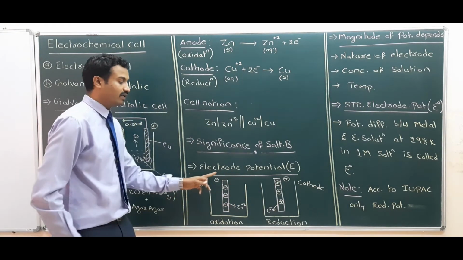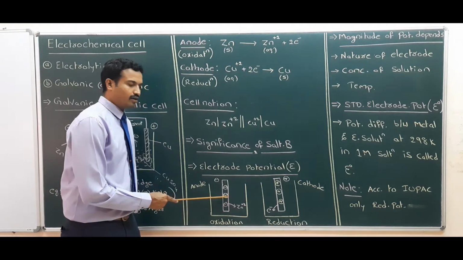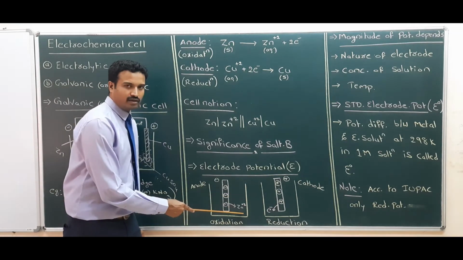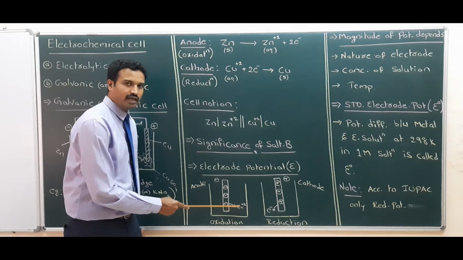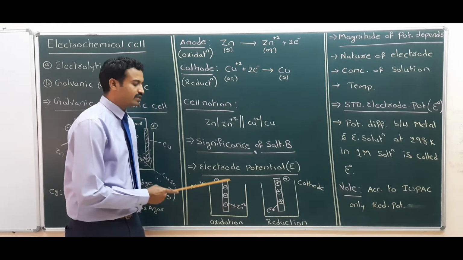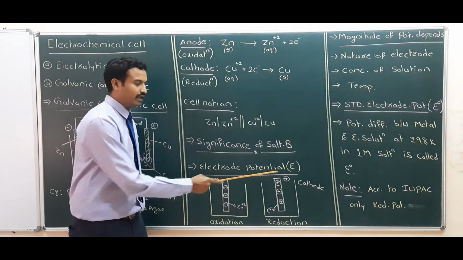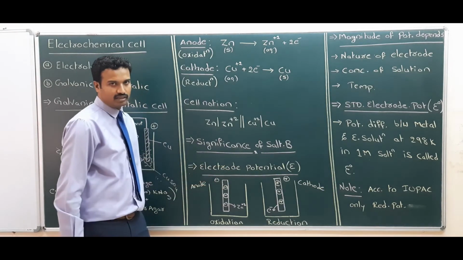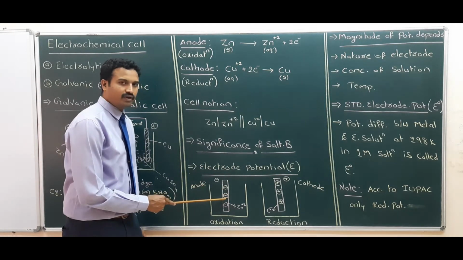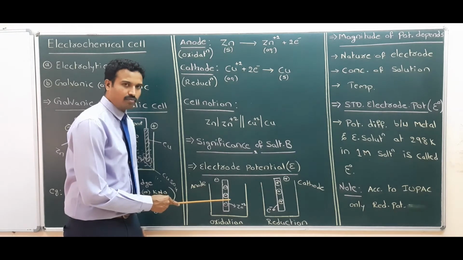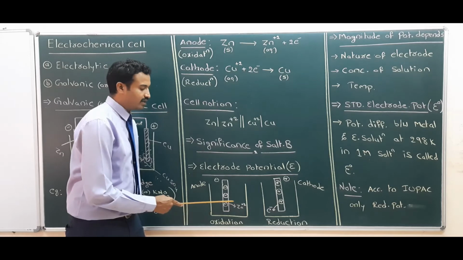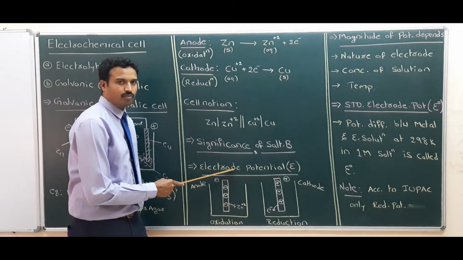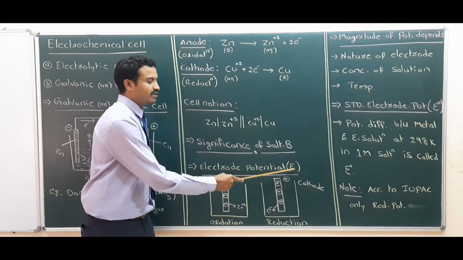Now the definition of electrode potential: when an electrode is dipped in its own ion solution, a potential difference arises between the solution and the electrode. That potential difference is called electrode potential E, or single electrode potential. Again, the potential difference arises between the metal electrode and the solution of its own ion, and it is represented with E.